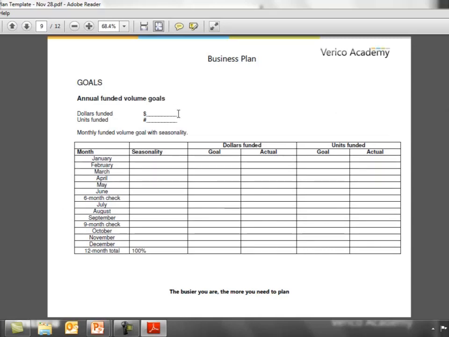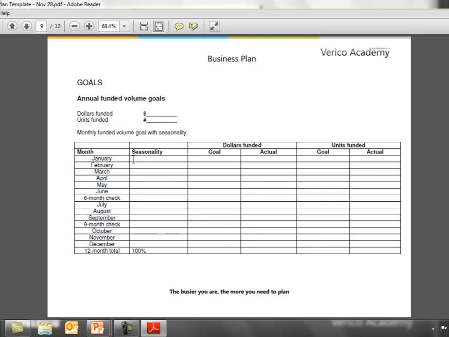We have a section here for dollar amount in your goal for your funded volume and also units. The reason that we do both is that the dollars funded volume can increase just because the market value of homes can increase, and therefore the amount of the mortgages will increase. Units, we put in the number of units because if you are truly growing your business, the number of units that you fund will increase. And that's a good way of seeing if year over year you are in actual fact increasing your business.